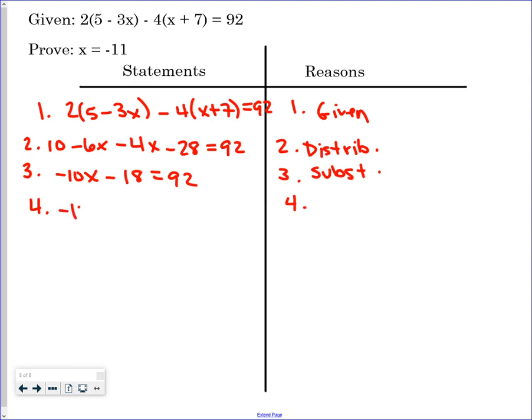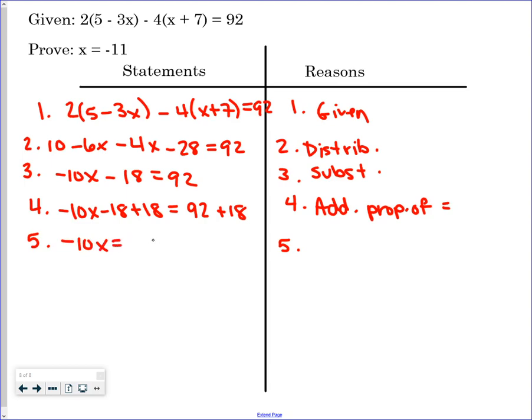Okay. What do I have to do next? Add 18. So I'm going to rewrite it. Negative 10x minus 18. I'm going to add the 18 now. Equals 92 plus the 18. What did we do to both sides? Added. So addition property of equality. What do we get? Negative 10x equals... what's 92 plus 18? 110. Good. Take your time, okay? I just did math, so what's that called? Substitution again, right? Eventually, you guys can put all this in one step. You don't have to do addition, substitution, subtraction, substitution, but for the first day, we do, okay?